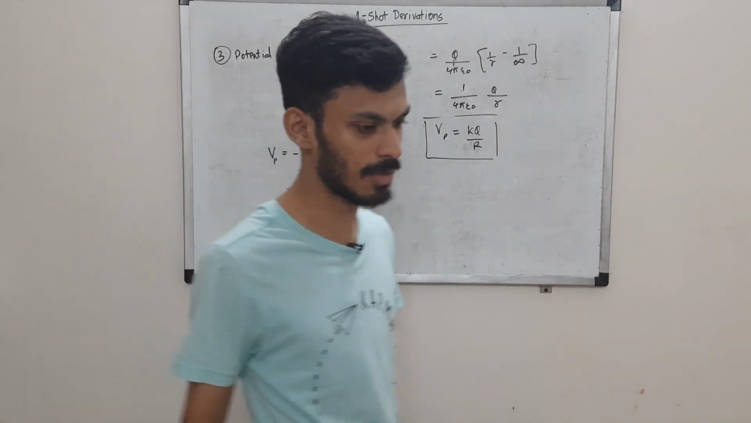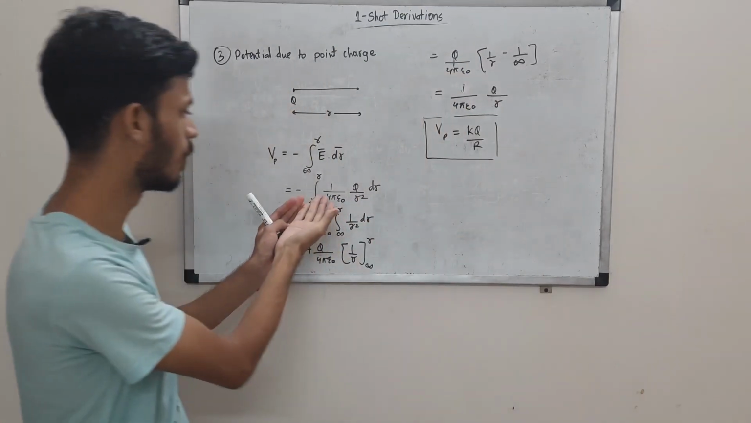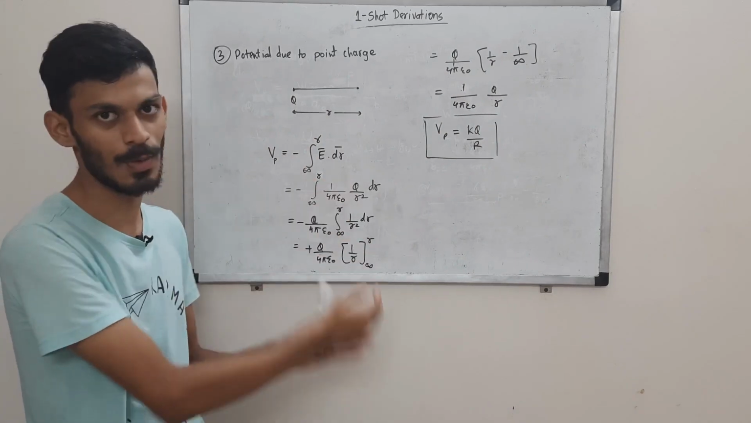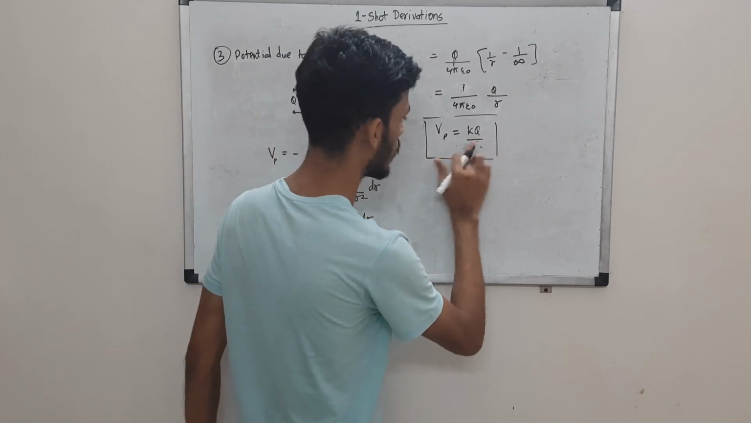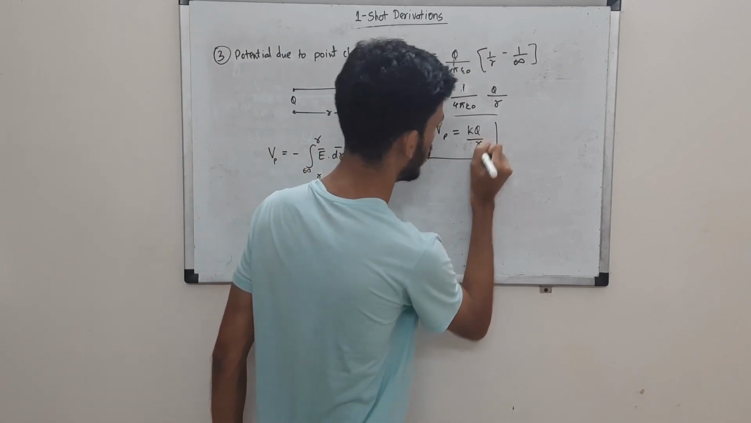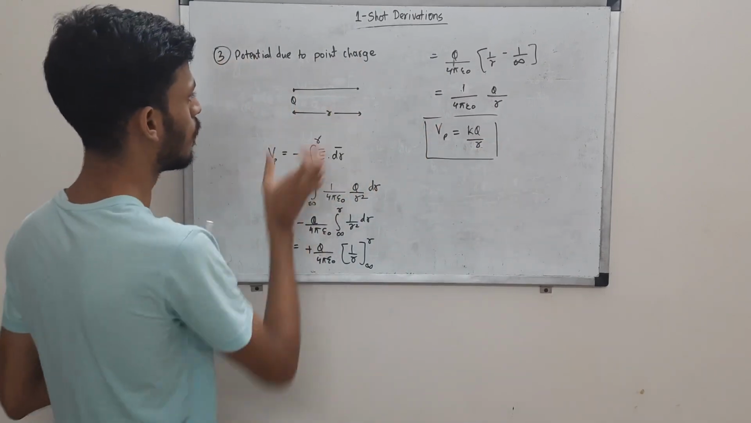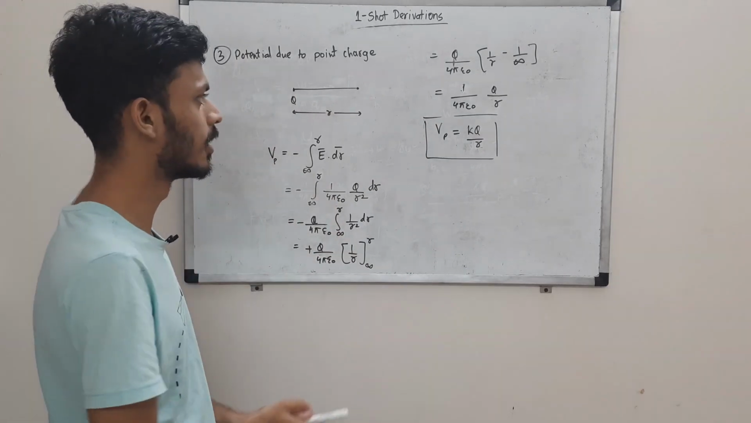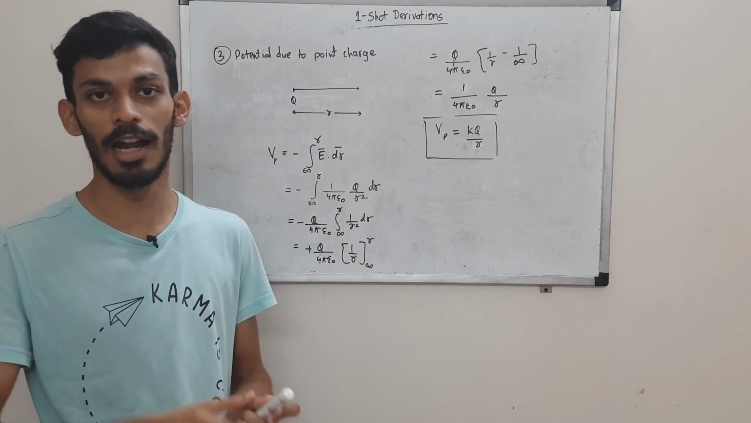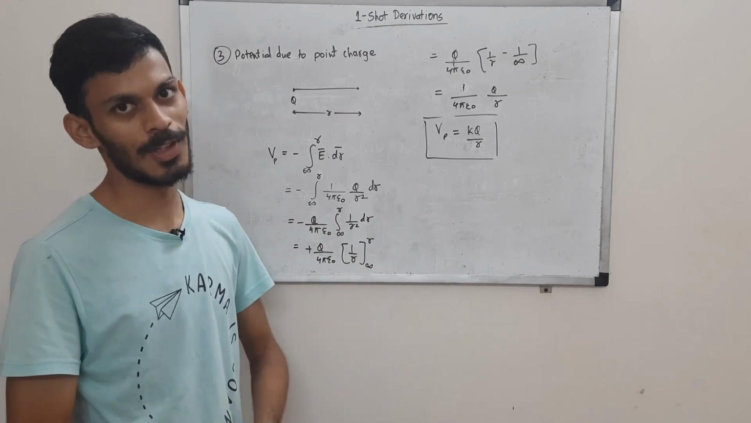If you remember the expression for electric field, it's kq by r square. For potential it is kq by r. Not capital R, sorry, it's smaller r, the same distance: the distance of point P from this source charge q. So that's the standard way of finding potential at a particular point. Let's move to the next derivation.